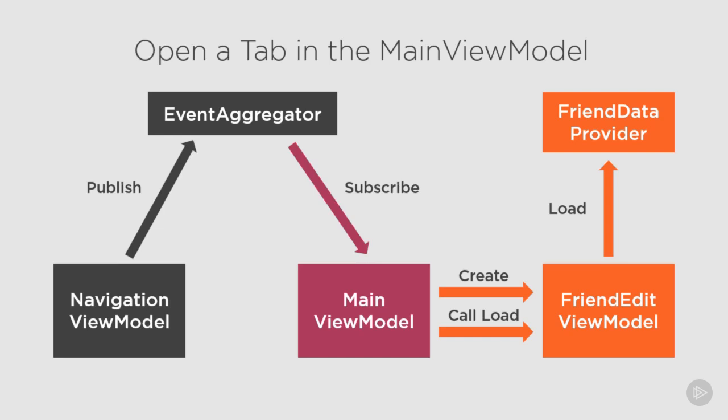When the event appears, we want to create a FriendEditViewModel and we want to call the load method on that FriendEditViewModel with the friend ID that we have received from the OpenFriendEditView event. Alright, so let's start now with that part in the main view model.